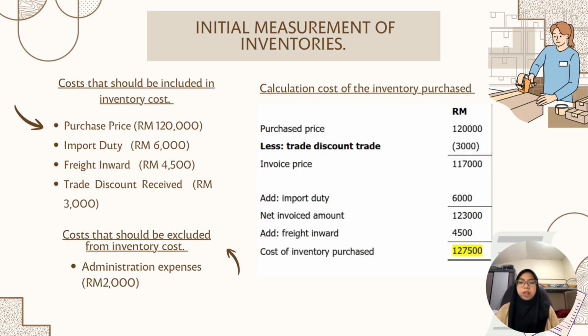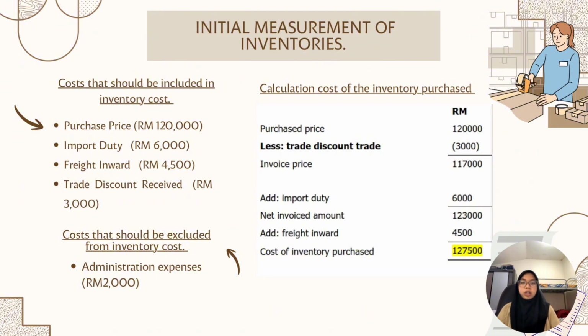So first, we need to recognize costs that should be included in inventory costs. First, it's purchase price for 120,000 ringgit, and then import duty for 6,000 ringgit, and then freight inward for 4,500, and then trade discount received for 3,000 ringgit. And the cost that should be excluded from inventory cost is administration expenses for 2,000 ringgit.